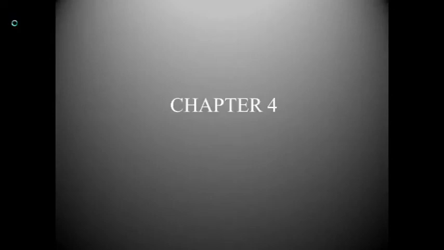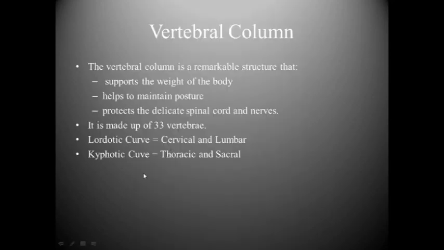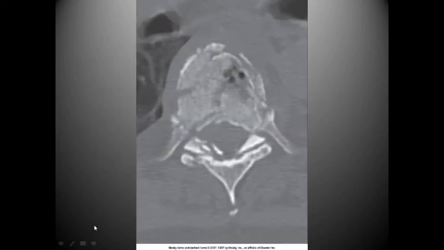Okay, that brings us to chapter 4, which is the spine. Here's an introductory image, which the book has, let me go back, about the spine. And as you can see, there's some abnormalities here, some trauma that has actually happened.